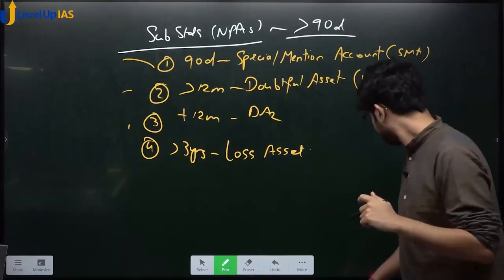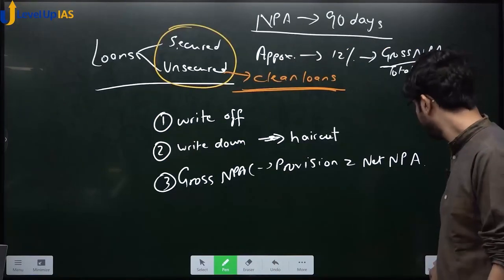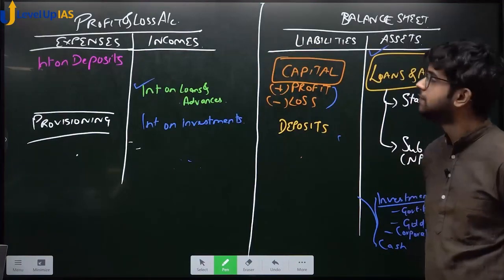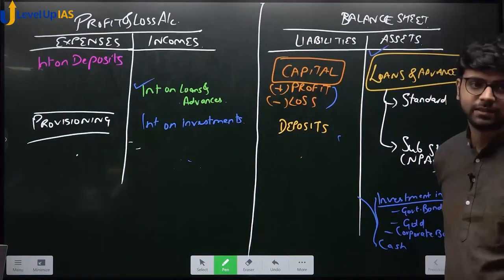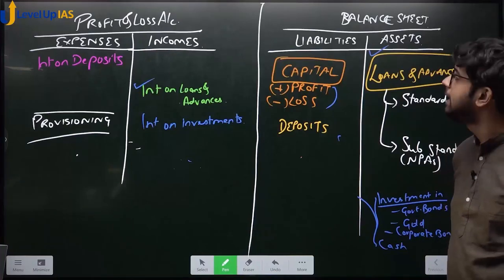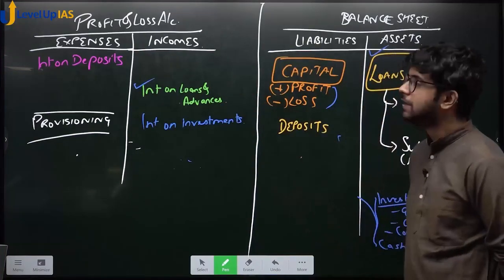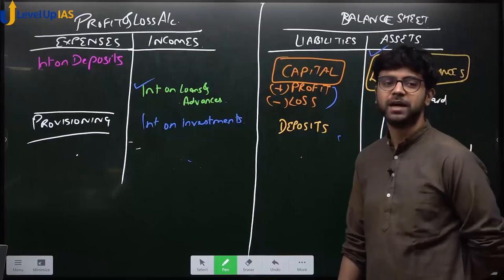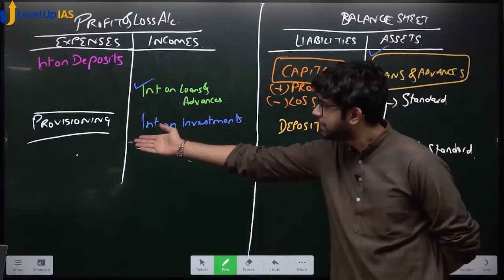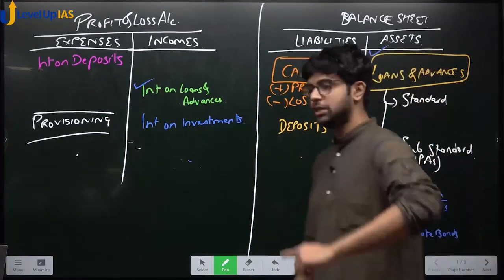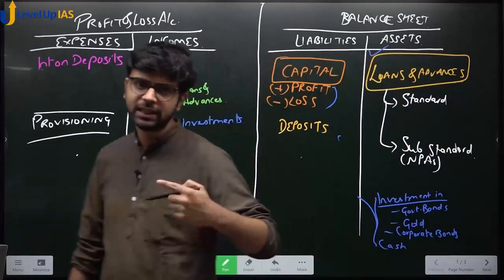Theek hai? Where is the income of performing assets? Interest on loans and advances. This is the income of performing assets. Where is the provisioning for non-performing assets? Provisioning is on the expense side for non-performing assets. Now tell me, next layer we are going. Are you ready to go for the next layer?